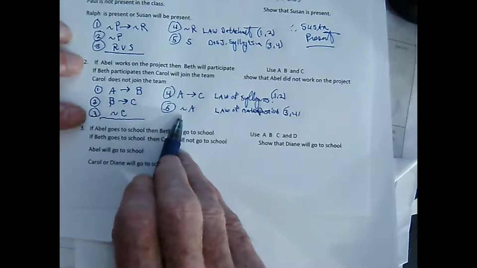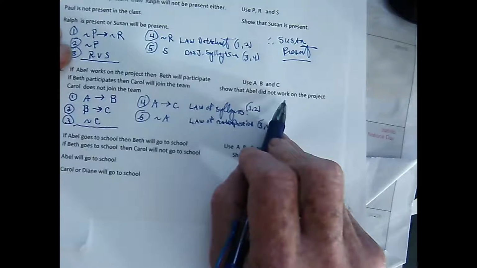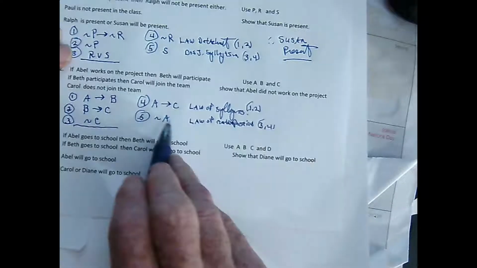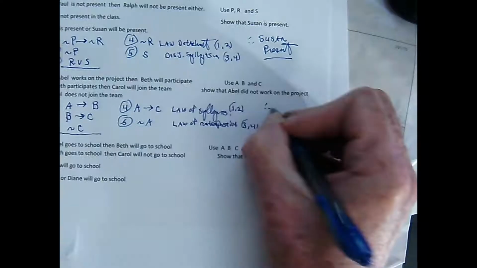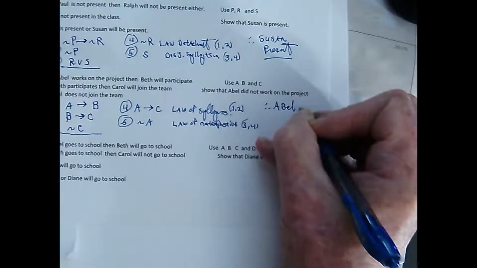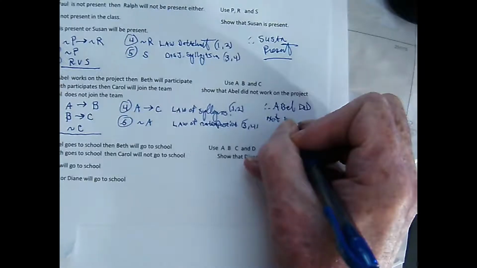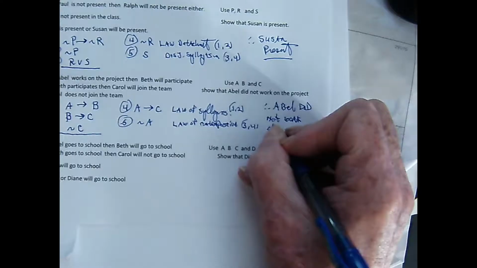I have arrived where I wanted to arrive. I wanted to arrive saying Abel did not work on the project. That's my conclusion, so I'll say, therefore, Abel did not work on the project. We're keeping it simple. These could get much more interesting.